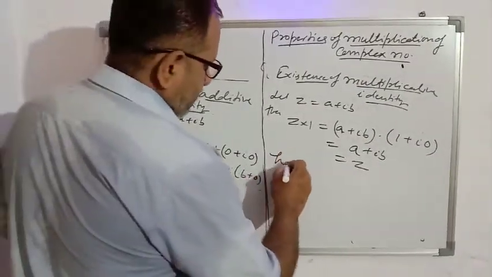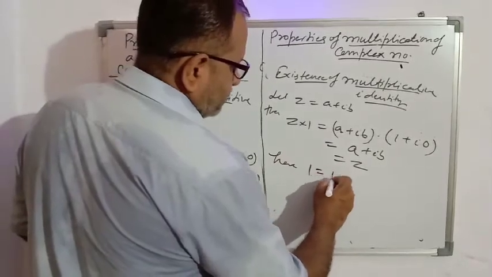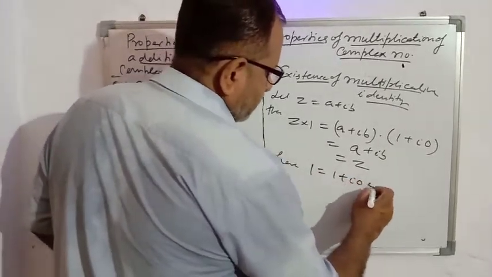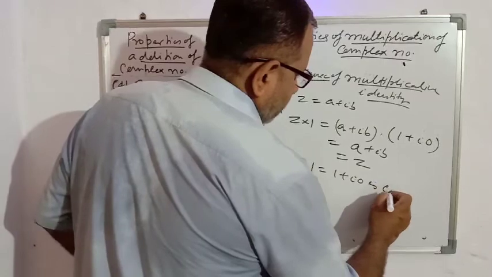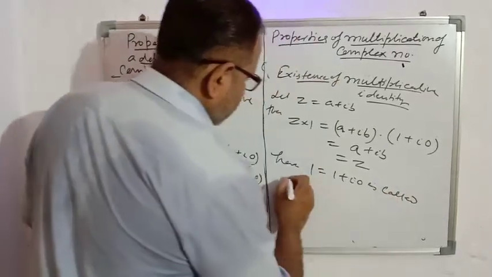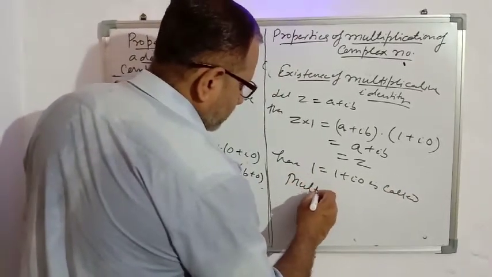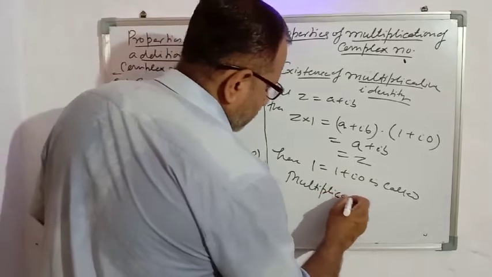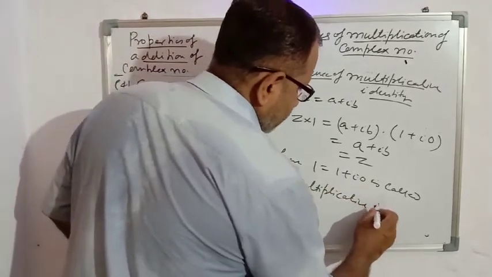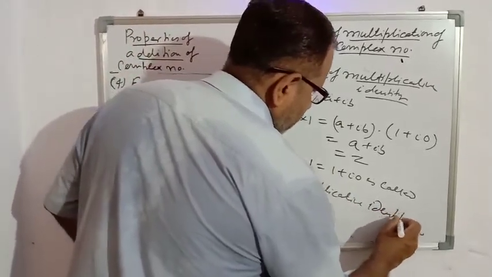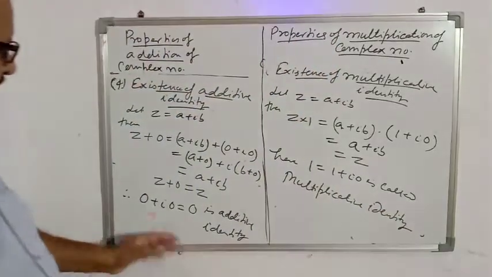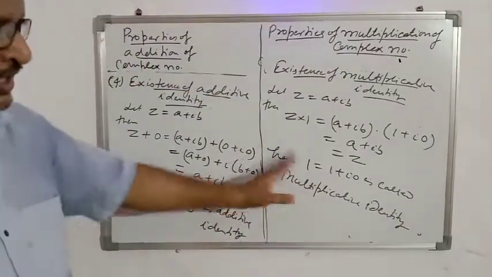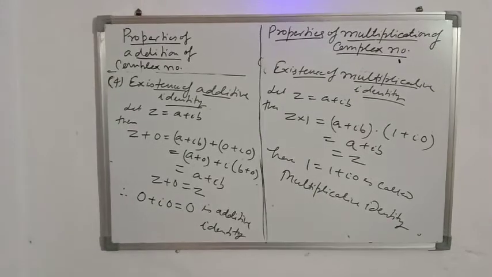So here 1 means 1 plus I0 is called multiplicative identity. So additive identity is 0 and multiplicative identity is 1.